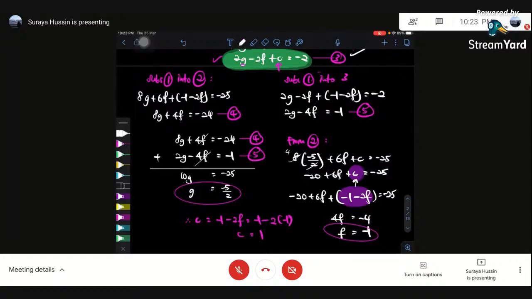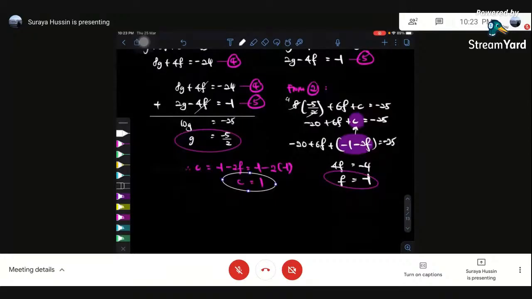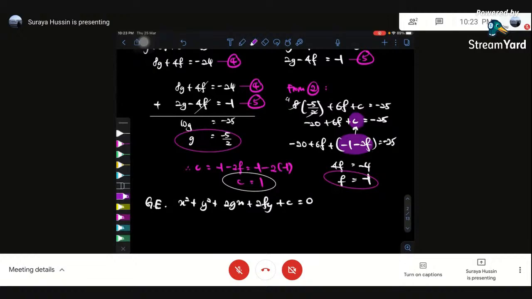So, you already have C. What do you want actually? Okay, for GE, they ask for the general equation. For GE, you must remember the formula: x squared plus y squared plus 2gx plus 2fy plus c. It means that you must have g, you must have f, and you must also have c.